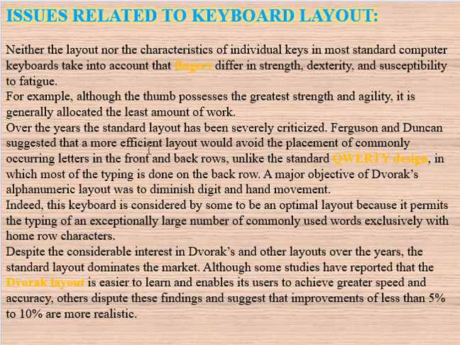These layouts are shown in figures in the coming slides. Indeed, this keyboard is considered by some to be an optimal layout because it permits the typing of a large number of the commonly used words exclusively with home row characters. Despite the considerable interest in Dvorak and other layouts over the years, the standard layout dominates the market. Although some studies have reported that the Dvorak layout is easier to learn and enables its users to achieve greater speed and accuracy, others dispute these findings and state that improvements of less than 5 to 10% are more realistic.